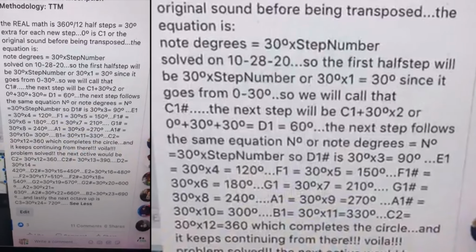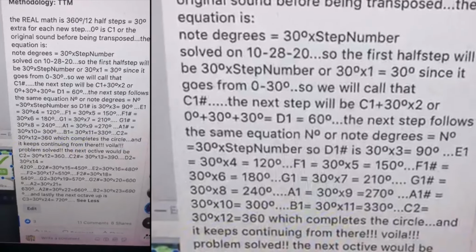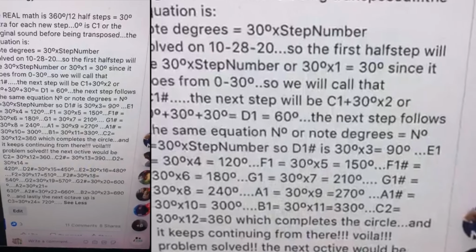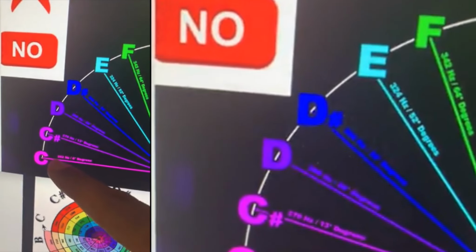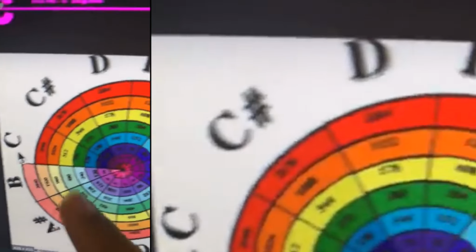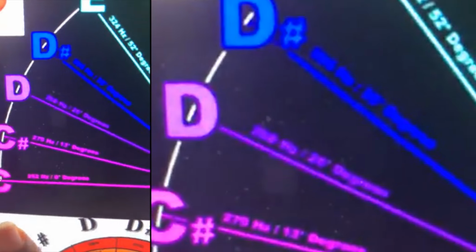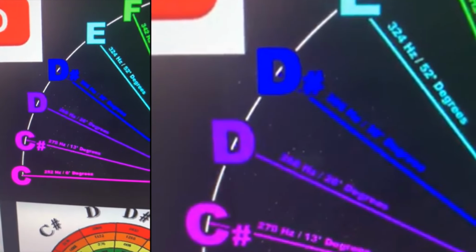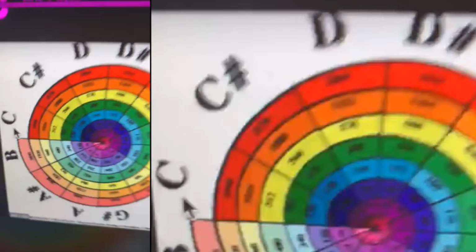All right, so the first half step will be 30 degrees times the step number, or 30 degrees times 1, which equals 30. So that's the first step. We just went one step up to C sharp, right? So that's going to be right here at 30 degrees. But this thing isn't 30 degrees. Notice that? See how he says 13 degrees? And that's false, because the next step up is going to be 30 degrees. He has it at 13 degrees.